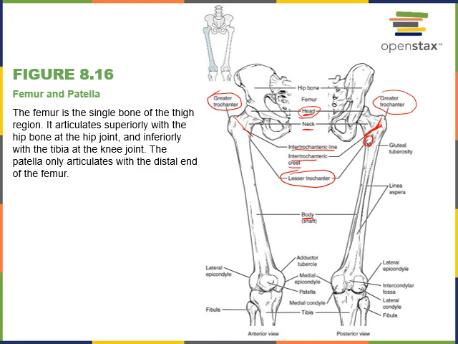Here we see the linea aspera, a straight ridge of bone on the posterior. Literally translated, linea aspera means rough line. And this rough surface of bone provides origin for the biceps femoris short head and the quadriceps muscle group that flexes the knee, and also insertion for a muscle, the adductor magnus muscle, that pulls the femur towards the midline.